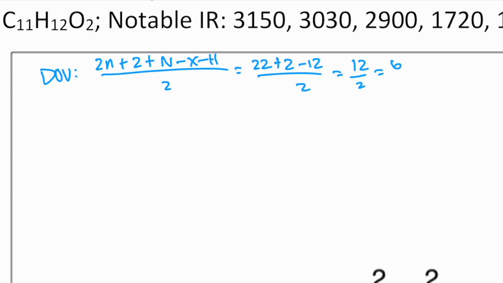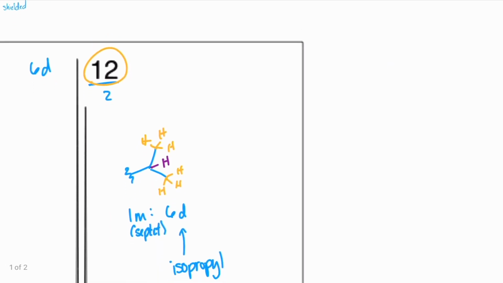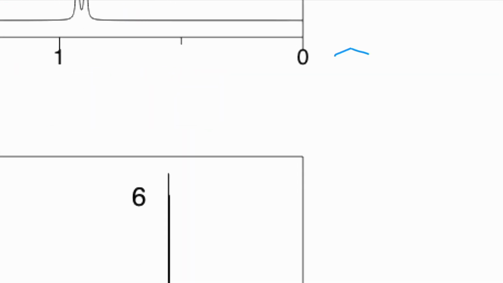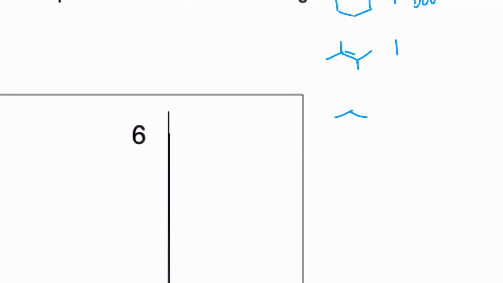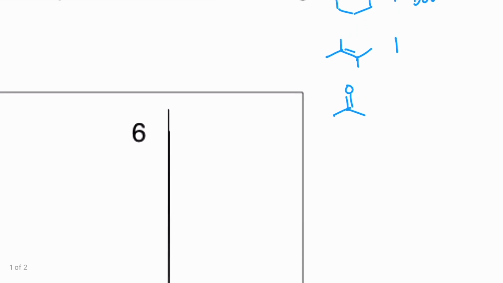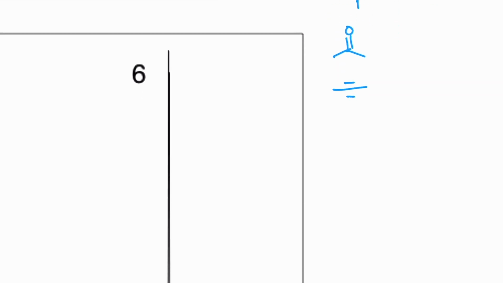That's pretty high. Okay, so if we were to take a quick tangent, if we have some sort of ring, here's a cyclohexane. This is 1 degree of unsaturation. Other common 1 degrees of unsaturation: an alkene is another 1. That's a 1. You may also get a carbonyl. It's another common one. And finally, we can also talk about alkynes, which will have 2 degrees of unsaturation.